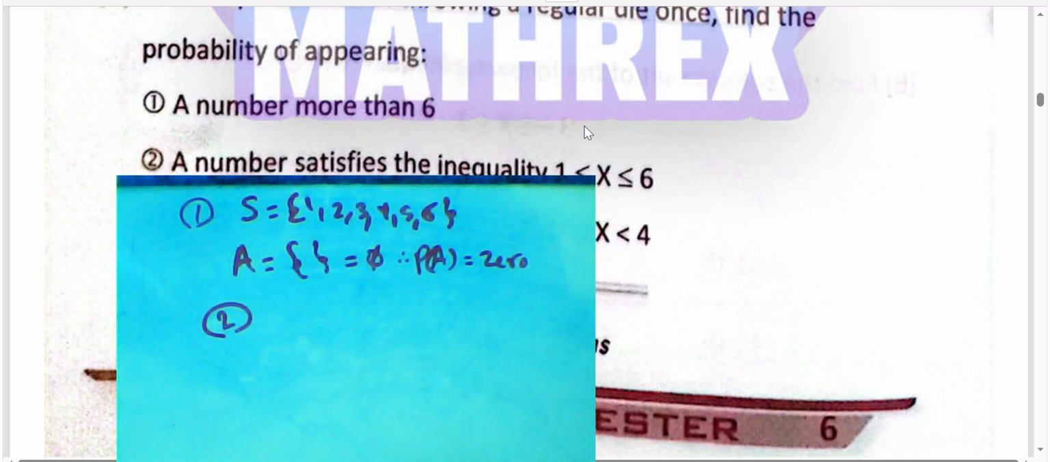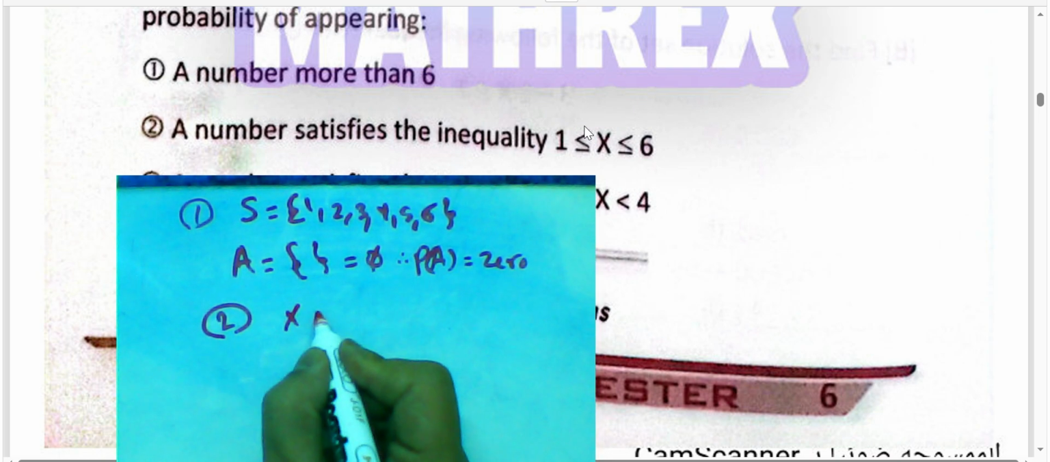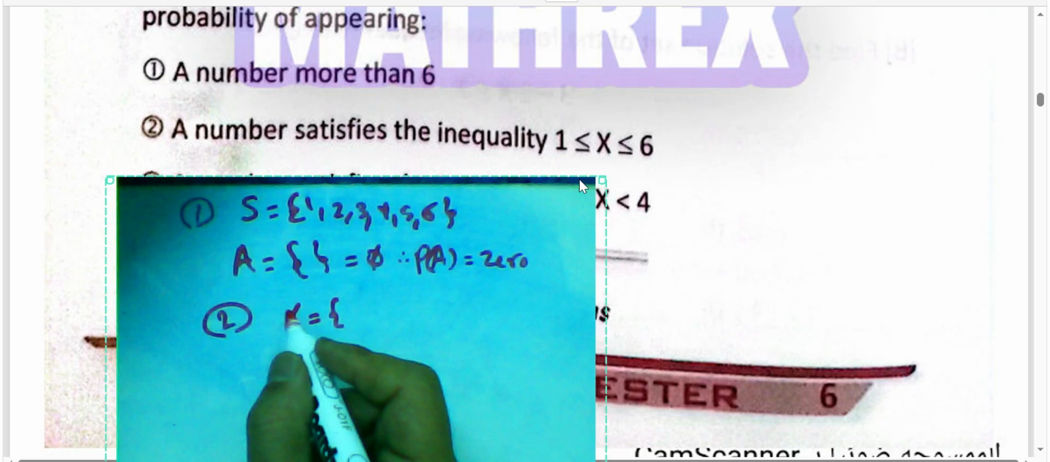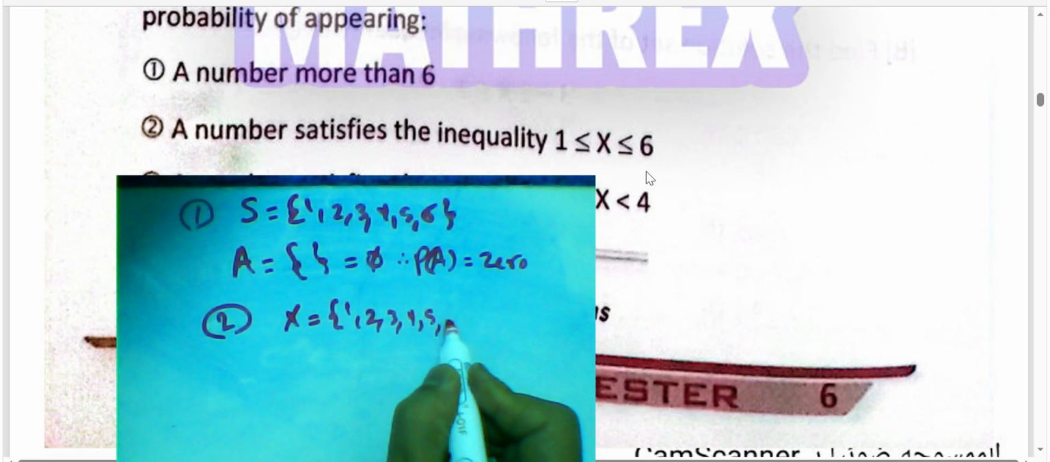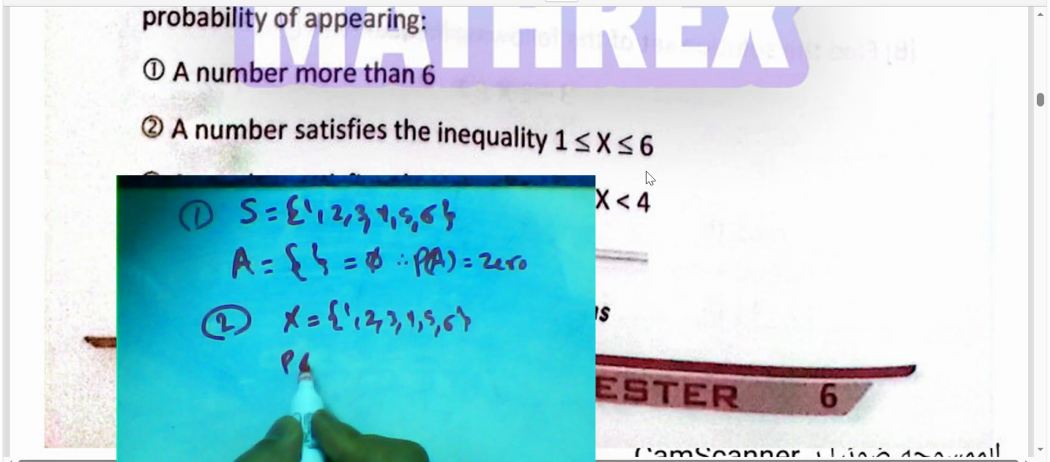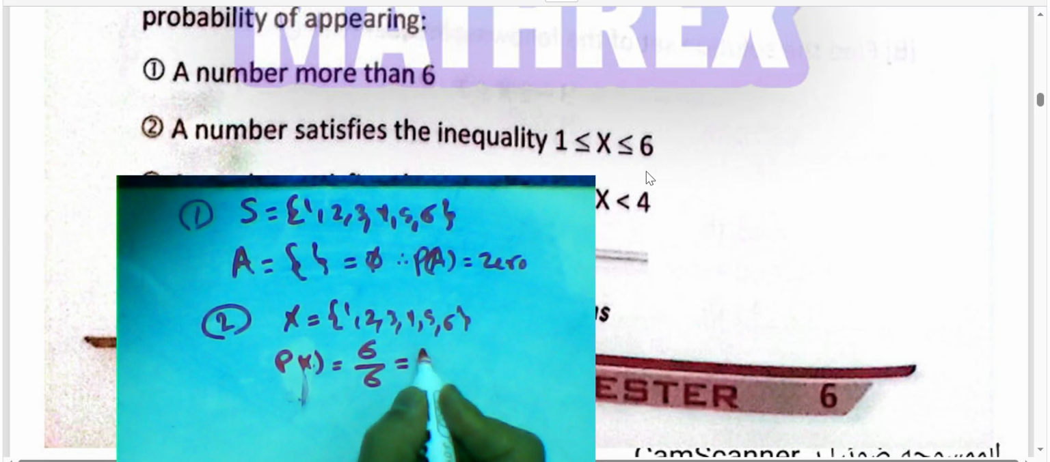And number 2. Satisfies the inequality. X will be equal what? Greater than or equal to 1, less than or equal to 6. Write 1, 2, 3, 4, 5, and 6. And the probability of X equal 6 over 6 equal 1.